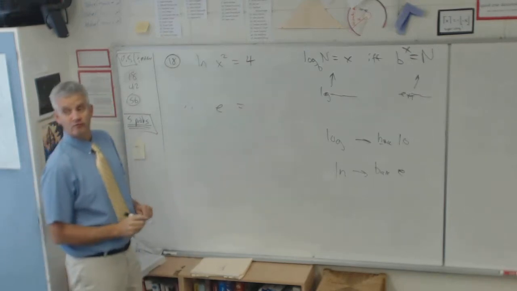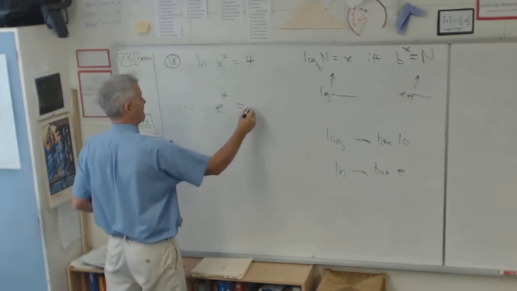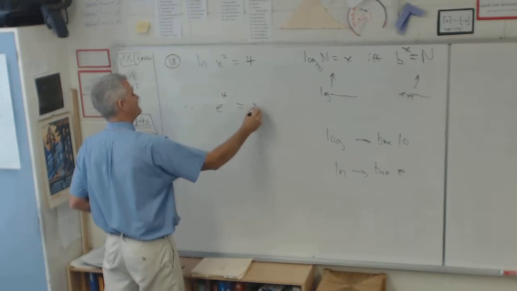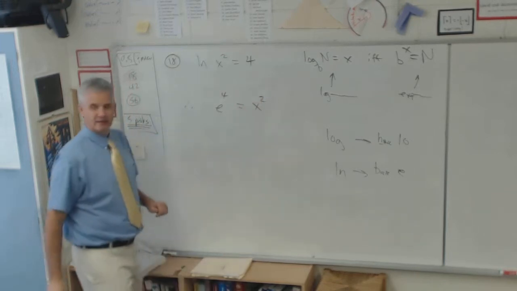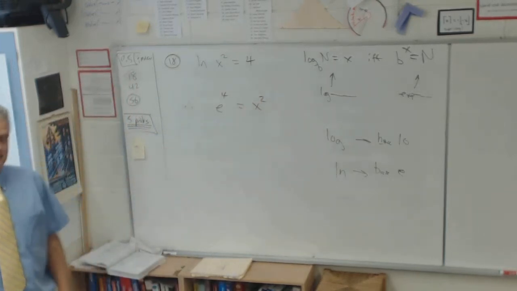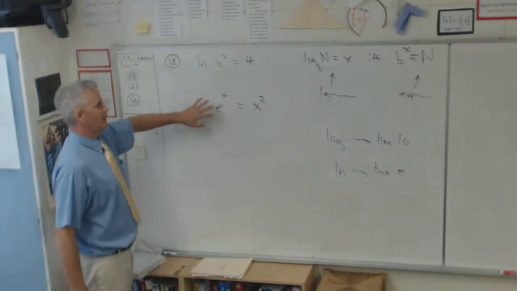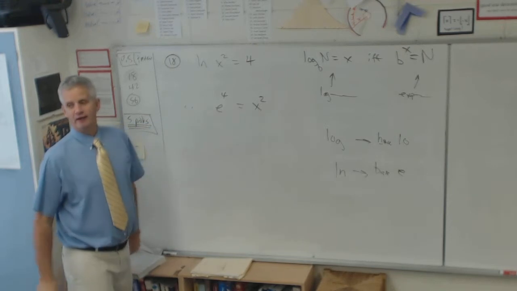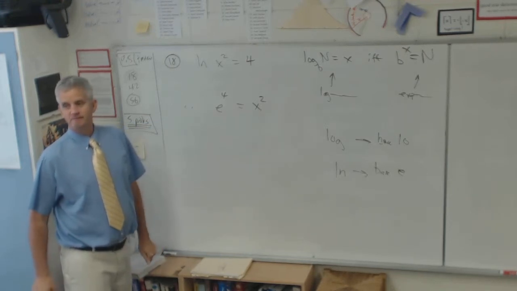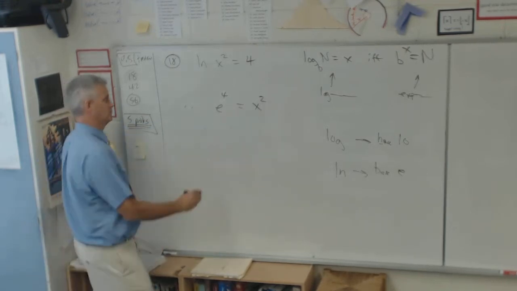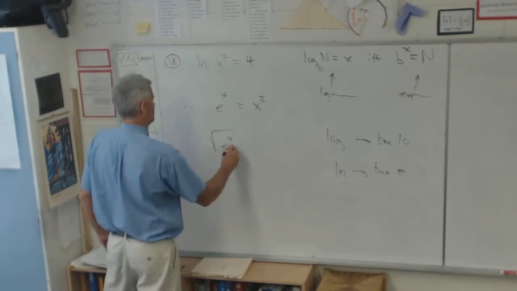e to the 4th is x squared, x to the second power. E to the 4th is x squared. I want to get x alone, now what? Take the square root of both sides.